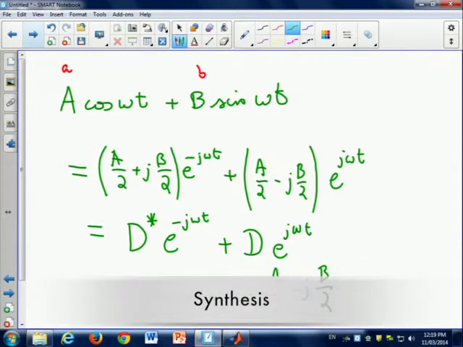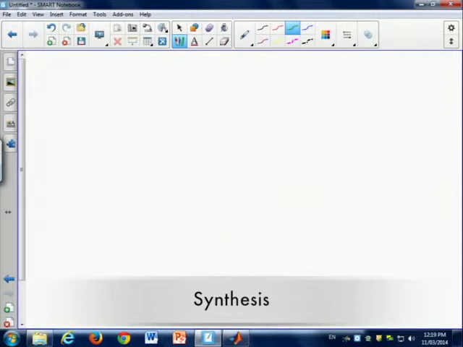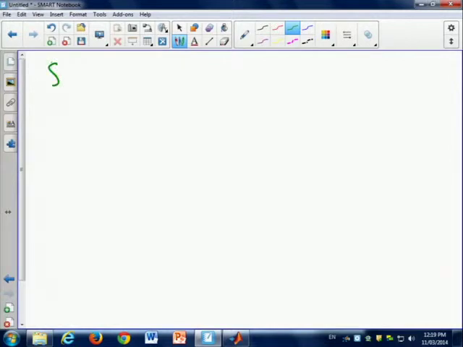How do we do synthesis? Well, the first thing we need is to spell it correctly. Let's spell synthesis. Synthesis is when you get single frequencies and put them together.